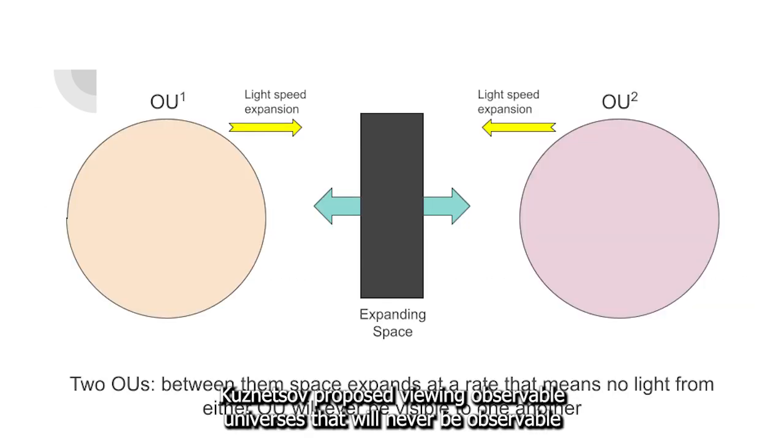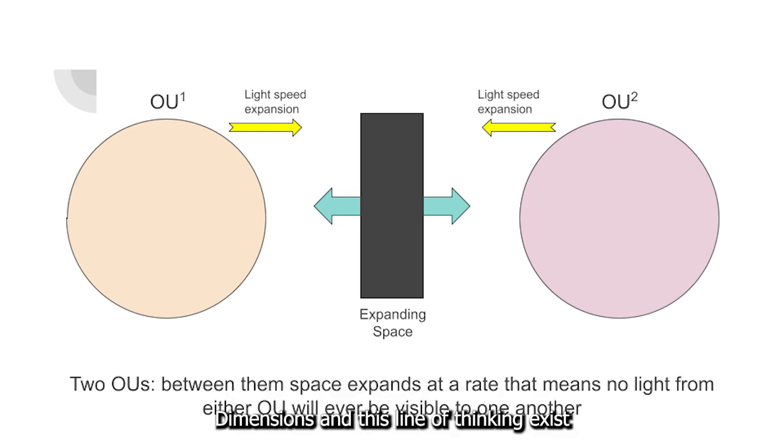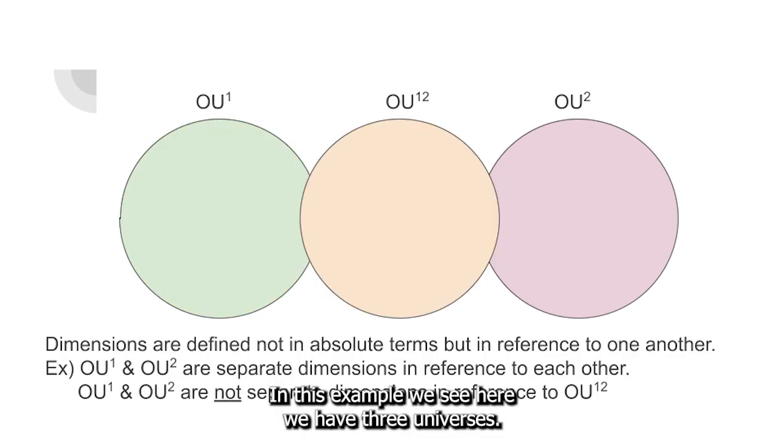In this, Kuznetsov proposed viewing observable universes that will never be observable to each other in any form as a practice in being separate dimensions. Dimensions, in this line of thinking, exist not in absolute terms, but rather in reference to one another. In this example we see here, we have 3 universes. OU1 and OU2 are considered to be separate dimensions in reference to each other.